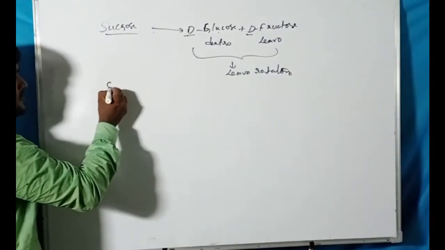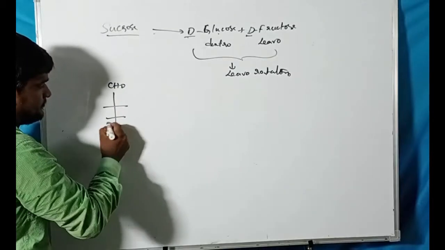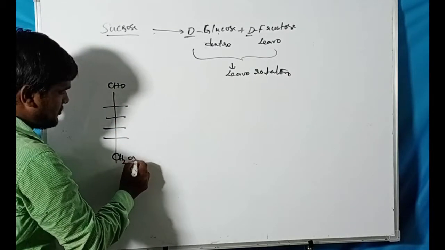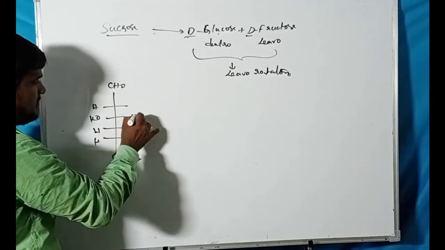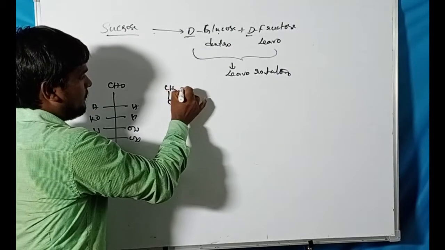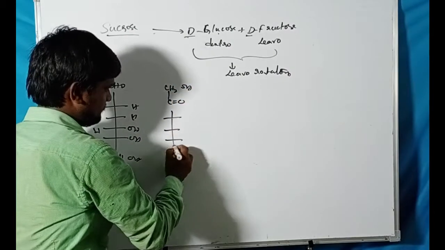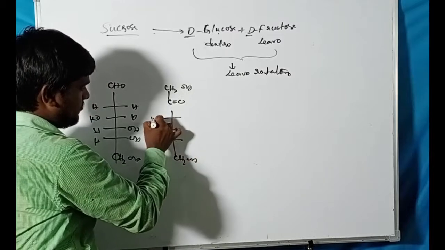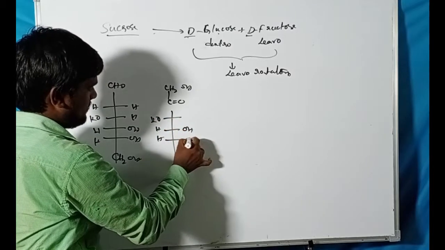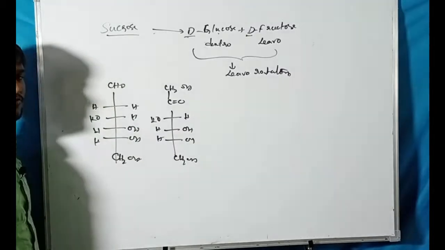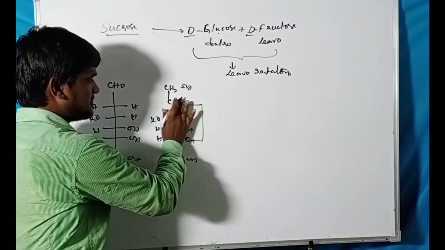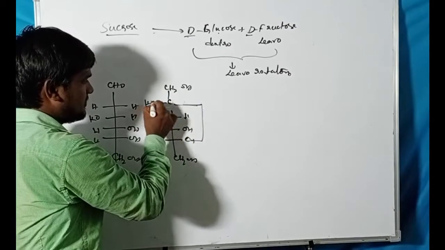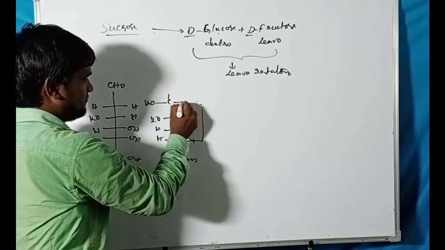Now we know the glucose structure: CH2OH, HOH, OH, OH, H, H. Again, we know the fructose structure: OH, H, H, OH, OH, H. So here it forms a cyclic structure, with OH here and CH2OH here.